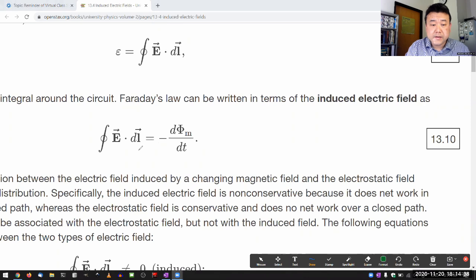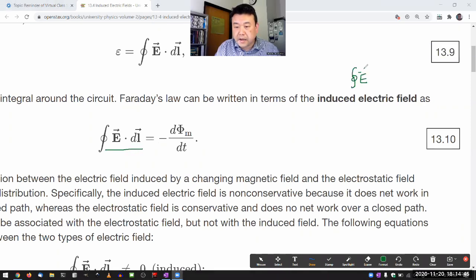Faraday's law says that this line integral here, it's a line integral of electric field along a path, and this loop symbol says that the path is a closed loop. That line integral is given by the rate of change of magnetic flux, but there's a minus sign there. In the lecture, we go into what the minus sign means and how that's related to Lenz's law. So that's what Faraday's law says.